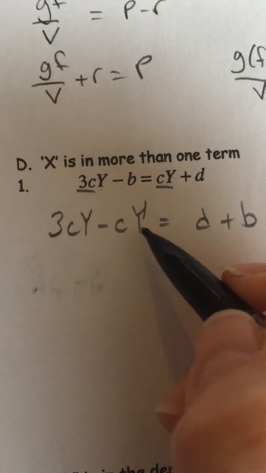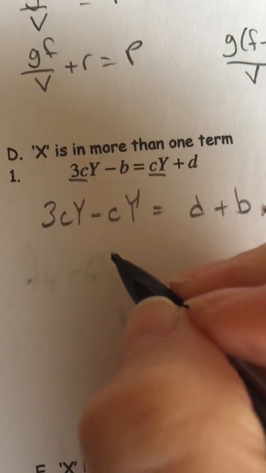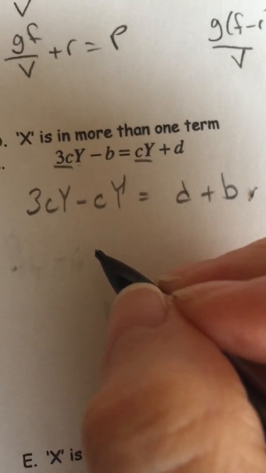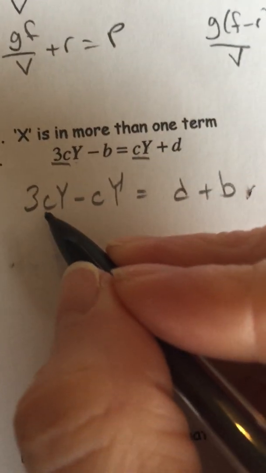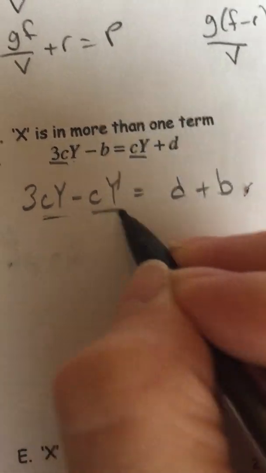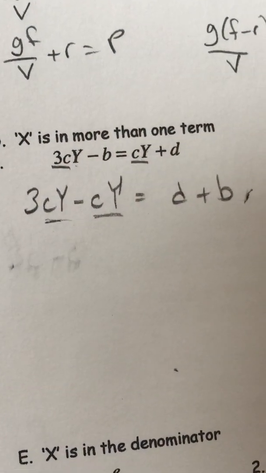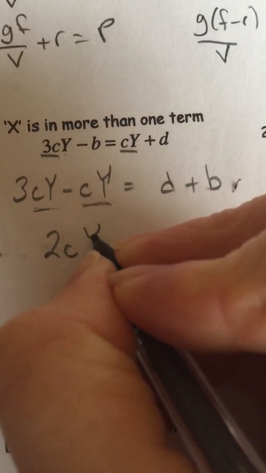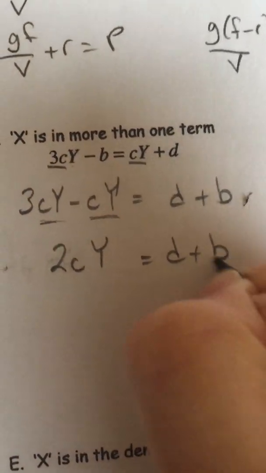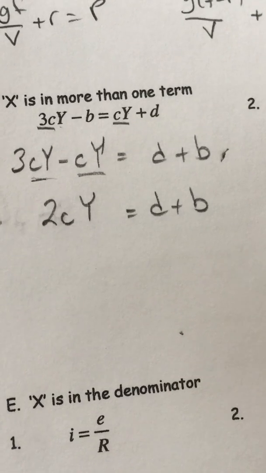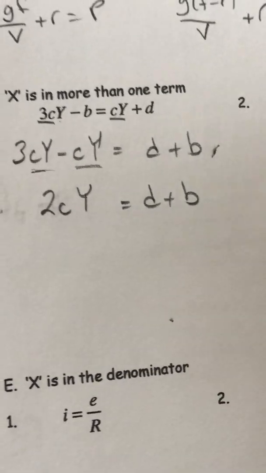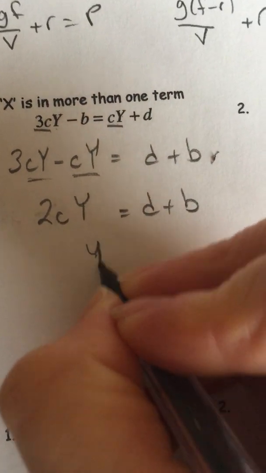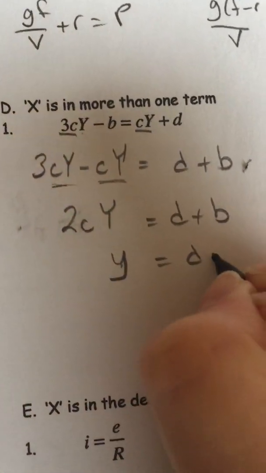3cy's subtract cy's. They both kind of have a variable of cy. So I've got 3cy's, take away 1cy equals 2cy's. That was pretty tricky. But they're like terms. And then I can isolate for y by dividing off the 2c.